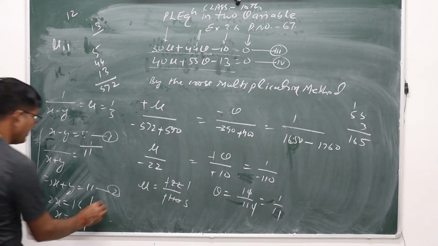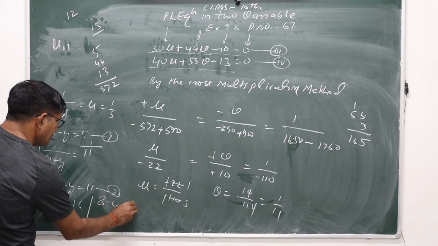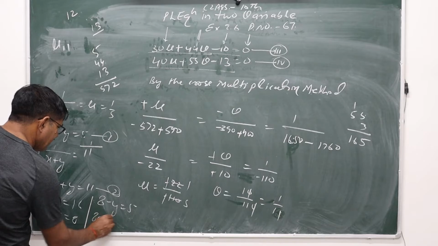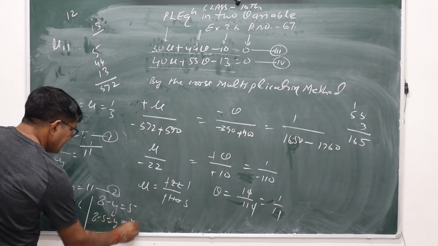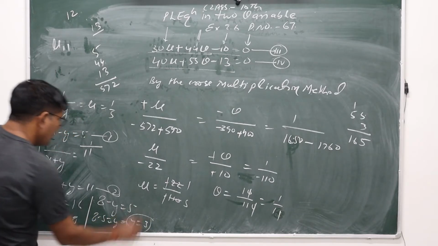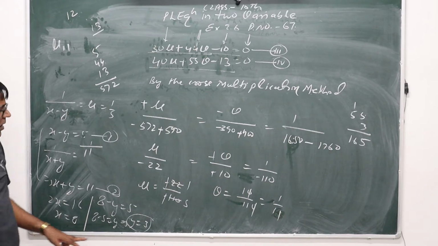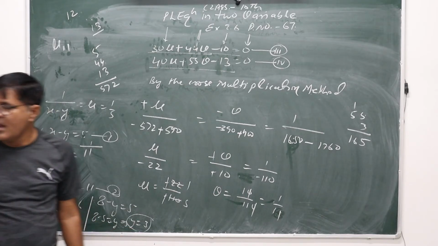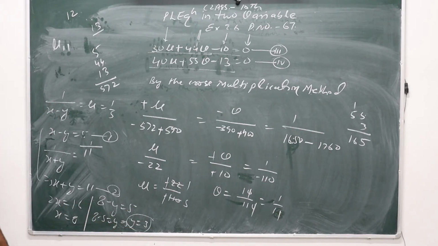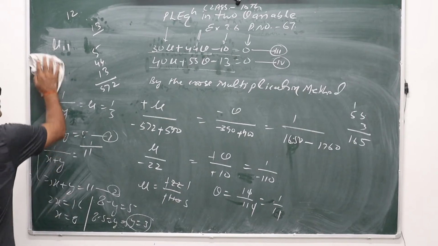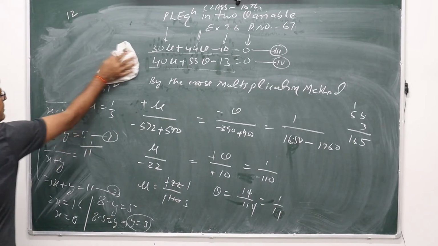Putting the value of x here as 8, we get 8 minus y is equal to 5. So 8 minus 5 is equal to y, which implies that y is equal to 3. So the speed of the boat in still water is 8 km per hour and the speed of the stream is 3 km per hour. This is the most important question from the exam point of view. So please pause the video and note it down.